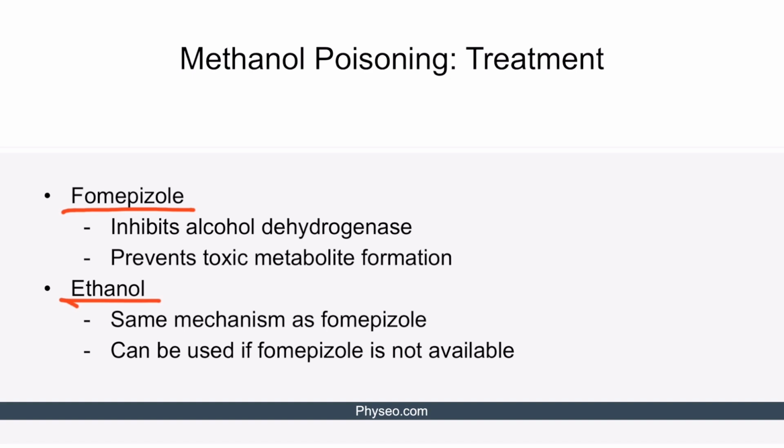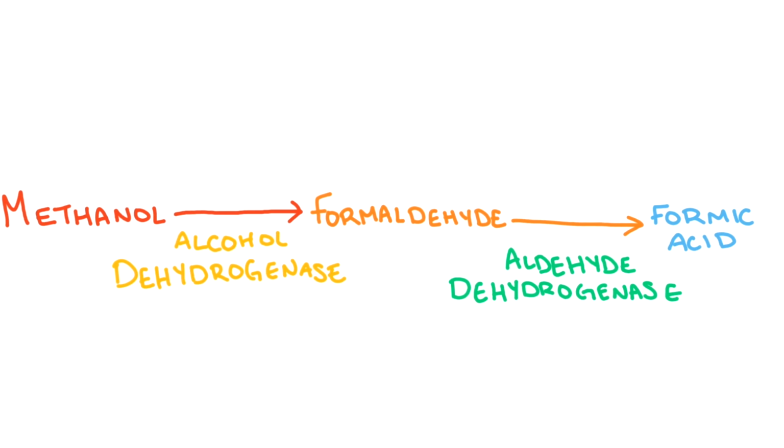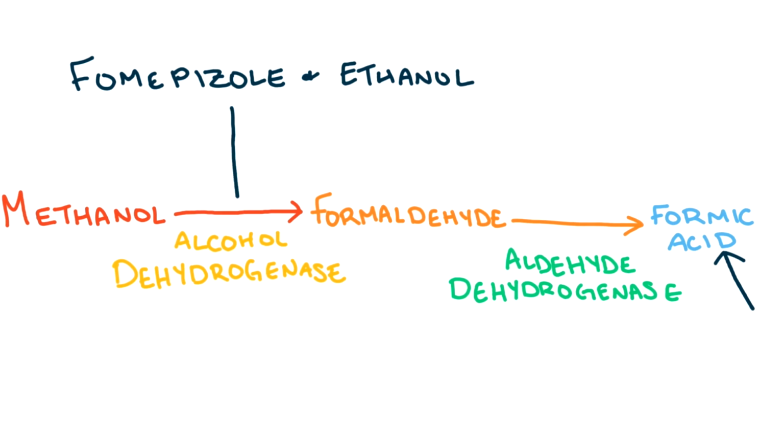This results in less methanol being metabolized by alcohol dehydrogenase because many of the active sites of the enzyme are already being occupied by metabolizing ethanol. Here is the pathway that we drew earlier depicting methanol metabolism. Remember that it is the metabolites of methanol, not methanol itself, that are toxic. Fomepizole and ethanol function by inhibiting alcohol dehydrogenase. This prevents the formation of toxic metabolites.